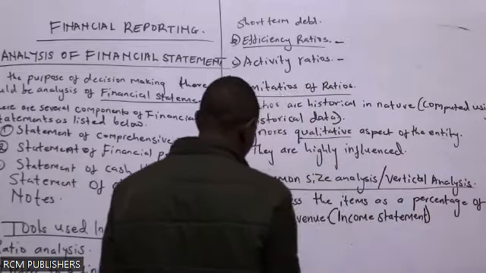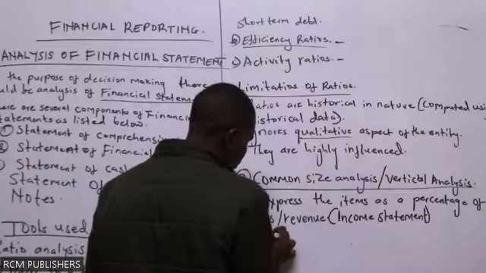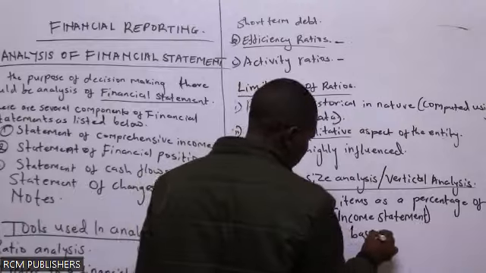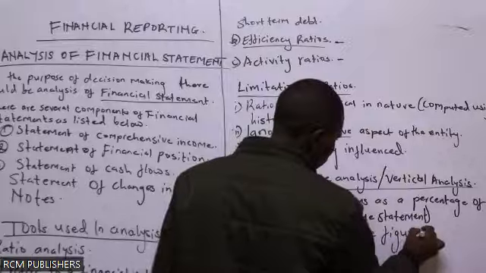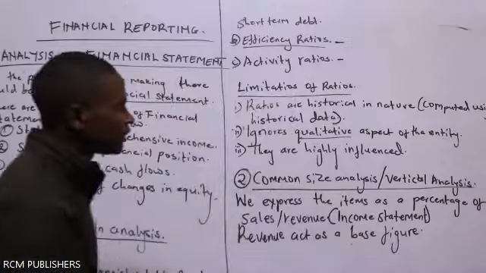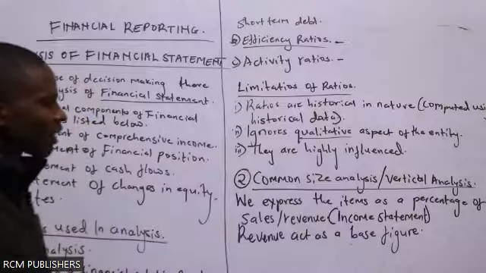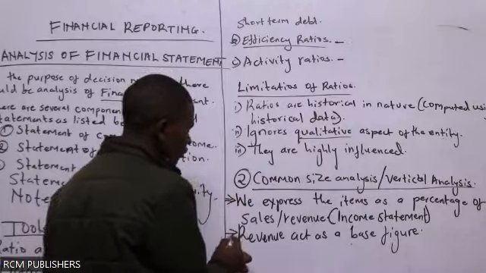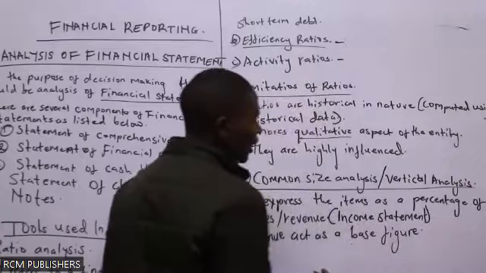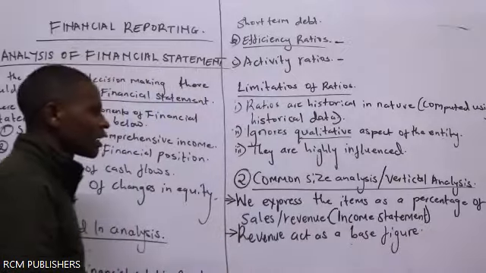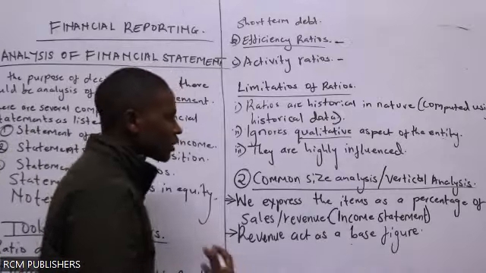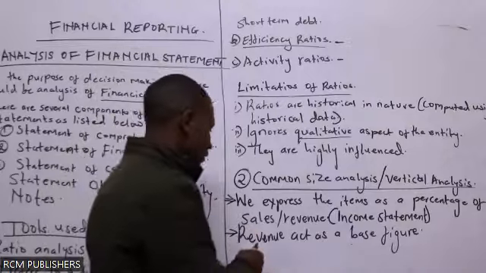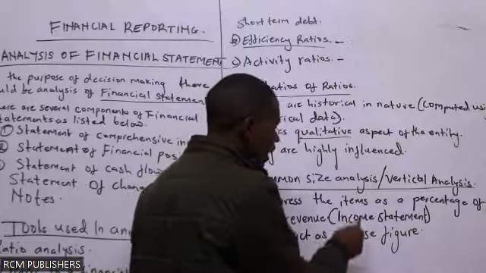The revenue in this case acts as a base figure. So we express the items as a percentage of sale. We express the items as a percentage of sale in regard to what? In regard to the income statement. When we are analyzing the income statement using common size analysis or vertical analysis, we are trying to express the item as a percentage of sale or revenue. And that's what we are stressing in here, saying that the revenue acts as the base figure.